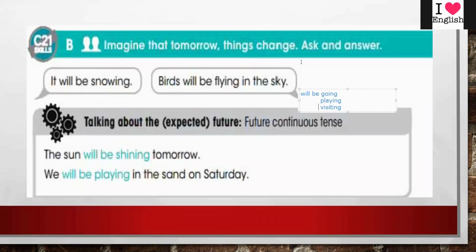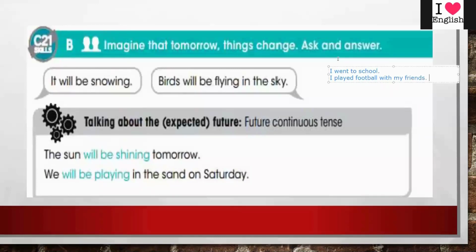For example, we have this sentence. Now I will write sentences here in the past simple. I want you to change them to future continuous tense. Okay. I went to school. I played football with my friends. Who's going to change these sentences?